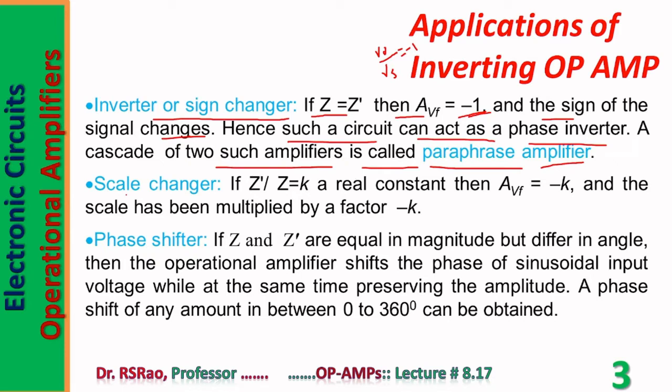Another application of the op amp is as a scale changer. If Z prime by Z is K, a real constant, then AVF becomes minus K. And the signal has been multiplied by a factor minus K. Another use is as a phase shifter.